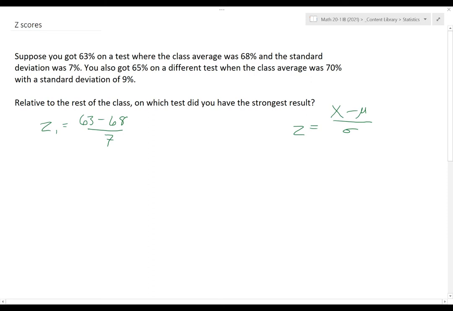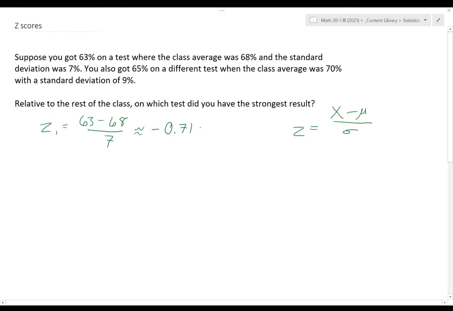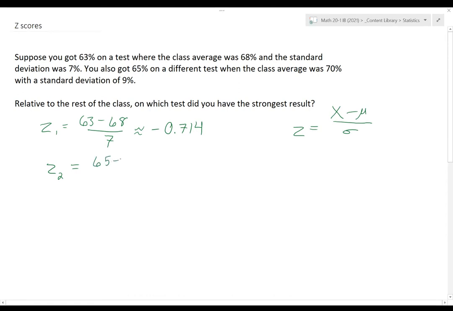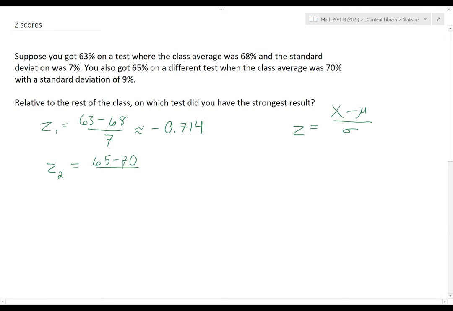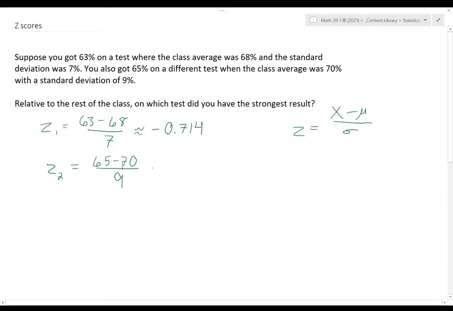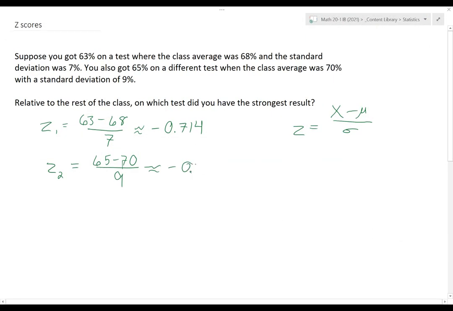In this case, we end up with approximately, to 3 significant digits, negative 0.714. And for the second one, we have 65 minus that mean of 70, so again negative 5, but this time divided by 9. That is going to give us approximately negative 0.556.